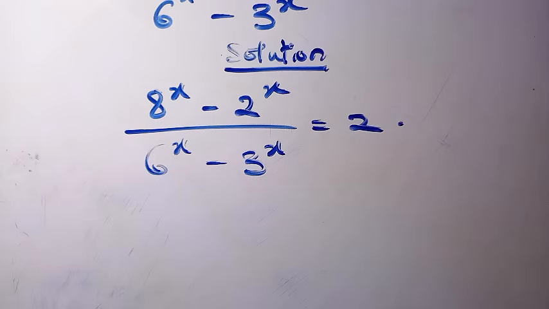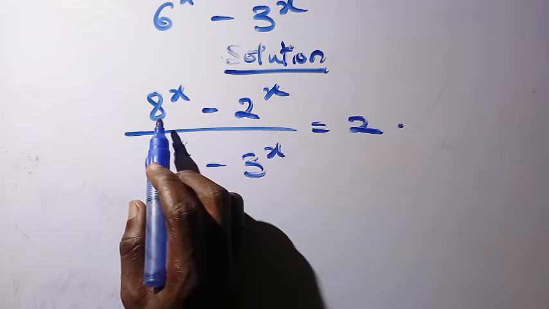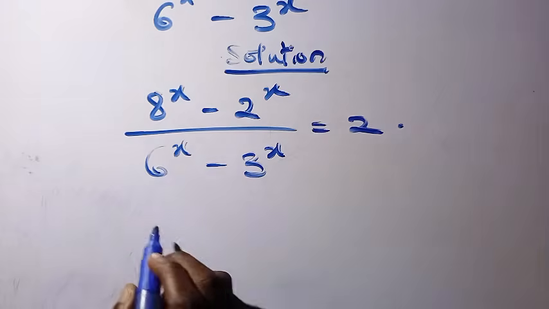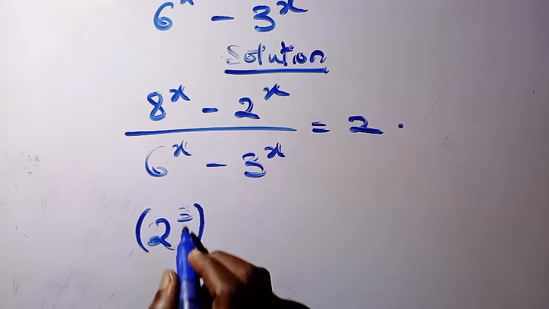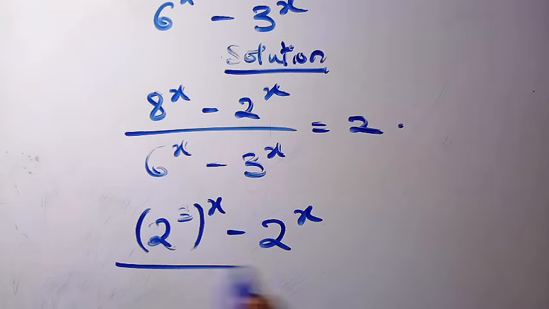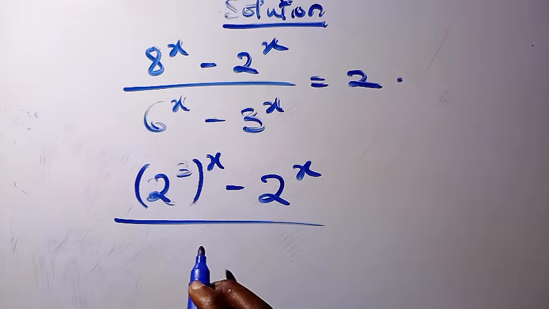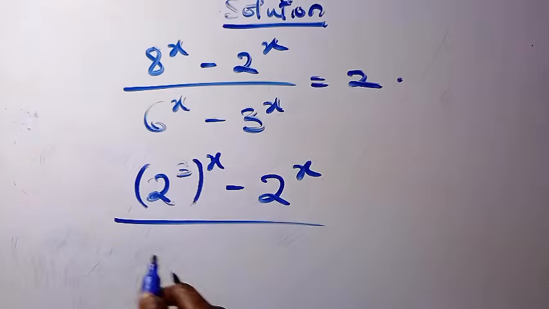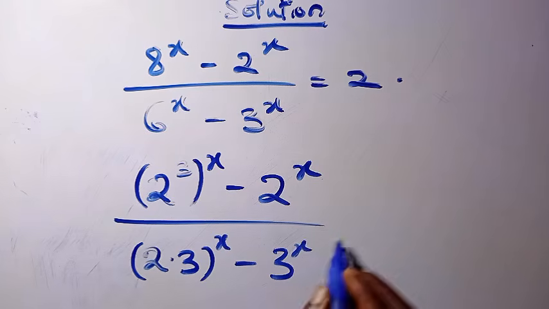We know the least base here is 2, and this 8 can also be expressed with base 2. I change this one to 2 power of 3, that is still 8, then all raised to the power of x, minus 2 power of x, then divided by... but can we express 6 as a power of 3? No, but we can do something similar by looking at the two factors of 6, which is 2 multiplied by 3, then all raised to power x, minus 3 raised to power x, equals 2.